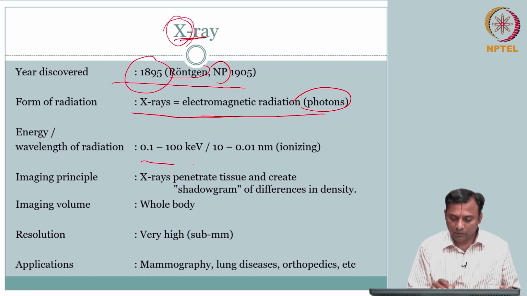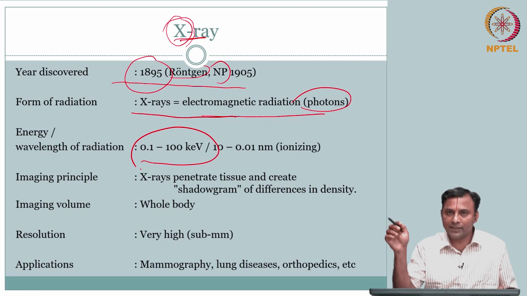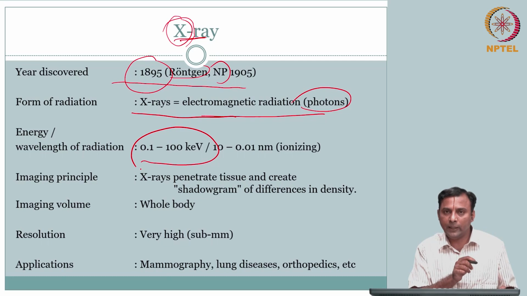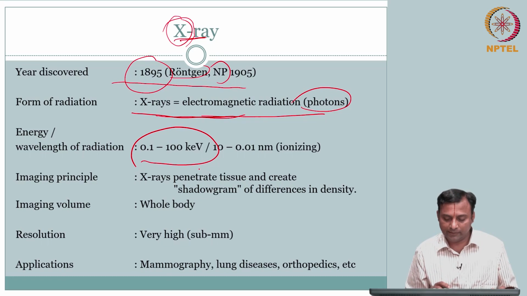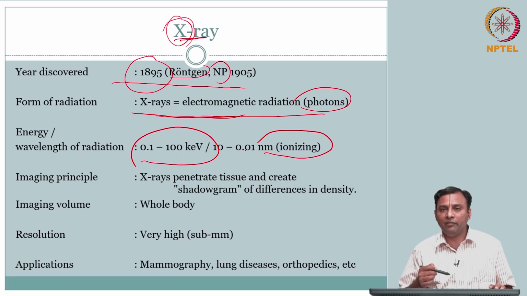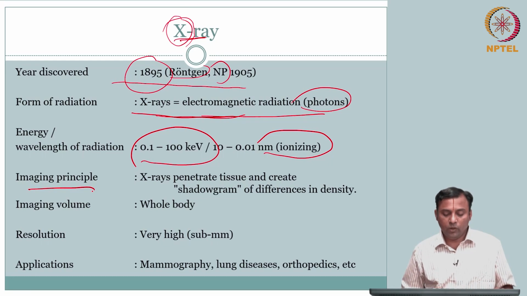In the electromagnetic spectrum that we saw earlier, there was a frequency axis, there was wavelength, there was energy, right. So you can locate this particular radiation on that axis. This is ionizing. Okay, what it means to be ionizing, we will go into. In fact, that's what we will start with when we start the modality. And imaging principle, right. What is the imaging principle?